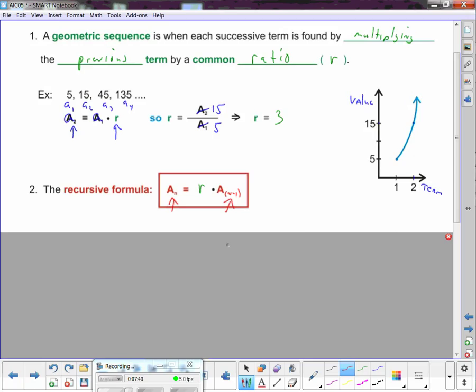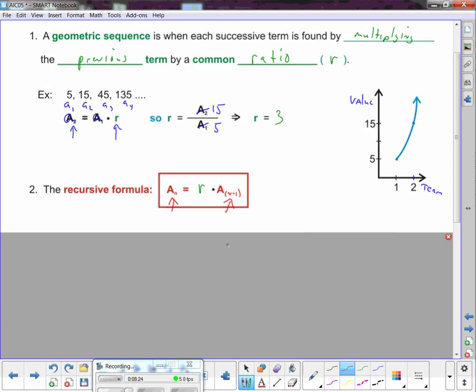What's the limitation to a recursive formula? You've got to know R, and you've got to know the previous term. For example, if the 20th term, Austin, is 10, and the value of R is negative 3, so what did I say, though? What term was 10? 20th. So if the 20th term is 10 and R is negative 3, what's the 21st term? Austin? Don't know.